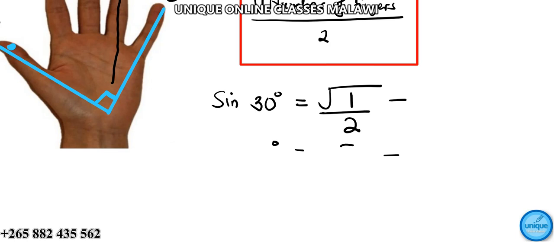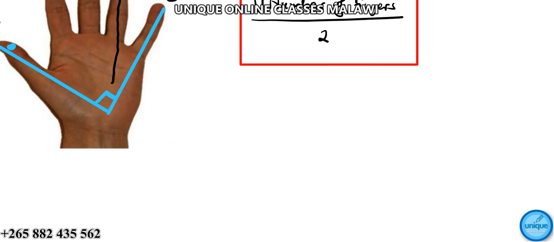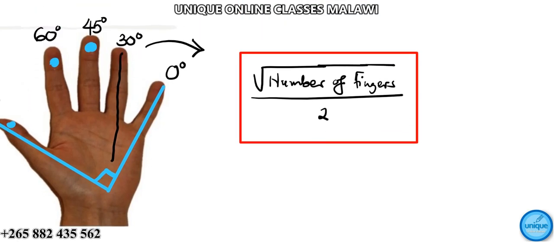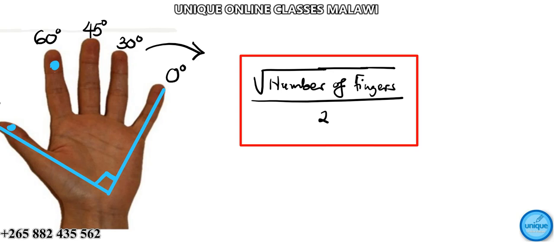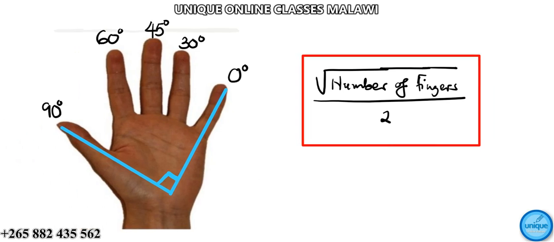I'm done with 30. Let's now do 45. So 45 is what you see here, that's 45. This is 45 here. I think I should choose another color. This is 45. You see? So let's do sine of 45. So I'm putting here sine of 45 degrees.